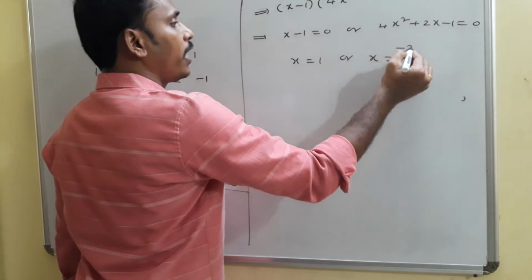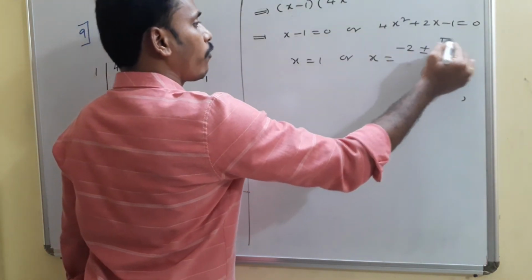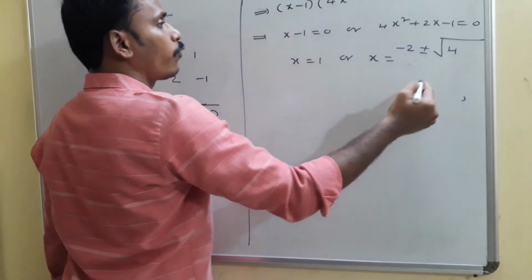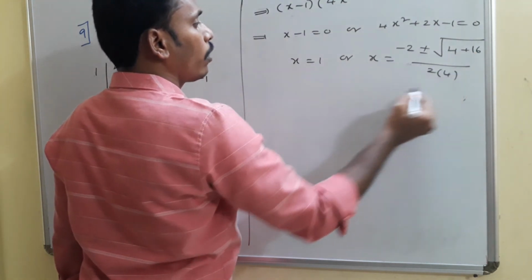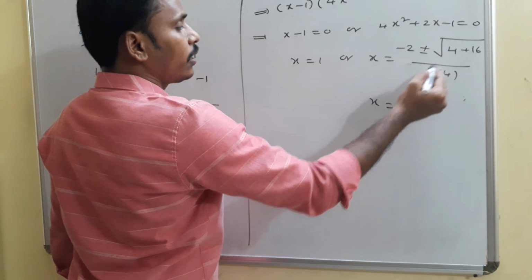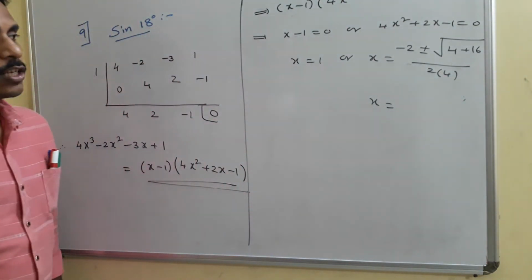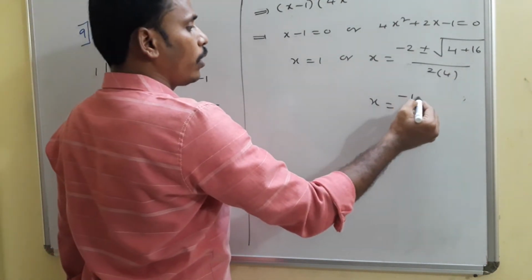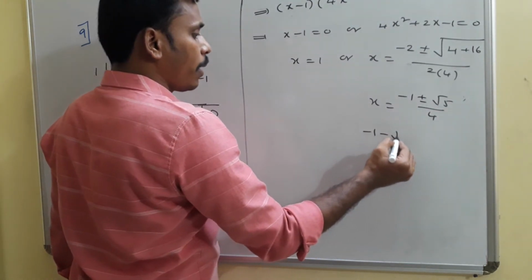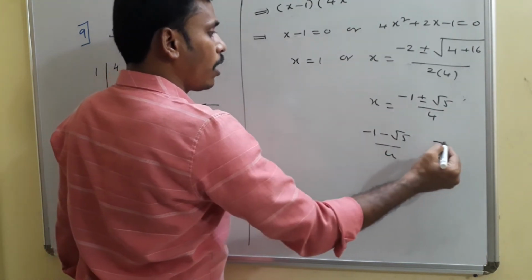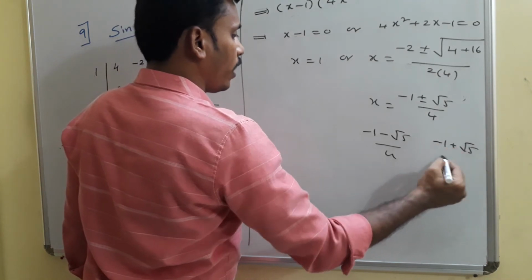x = minus b plus or minus square root of b² minus 4ac, that is minus 2 plus or minus square root of 4 plus 16, divided by 2 into 4. If you simplify, you will get this: 20 can be written as 2 root 5. If you cancel out 2, you will get minus 1 plus or minus root 5 by 4. Here you have two options, minus 1 minus root 5 by 4 and minus 1 plus root 5 by 4.